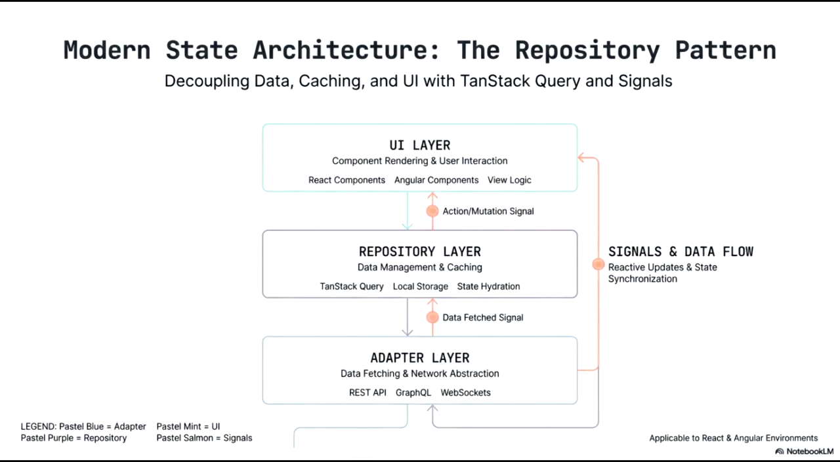Notice the signals and data flow on the right. User interactions in the UI layer send mutation signals down to the repository. As the repository and adapter layers process data, they send signals back up, triggering reactive updates and ensuring seamless state synchronization across the application. This approach is highly versatile and applicable to both React and Angular ecosystems.